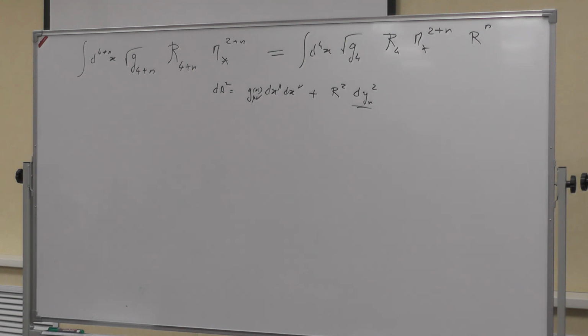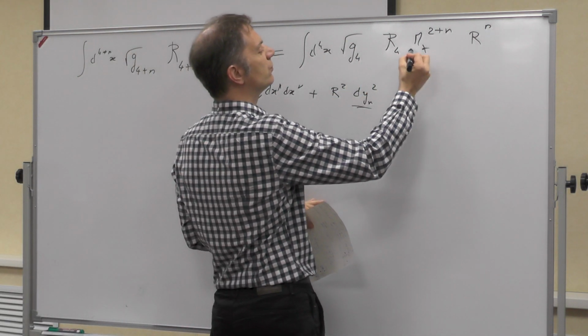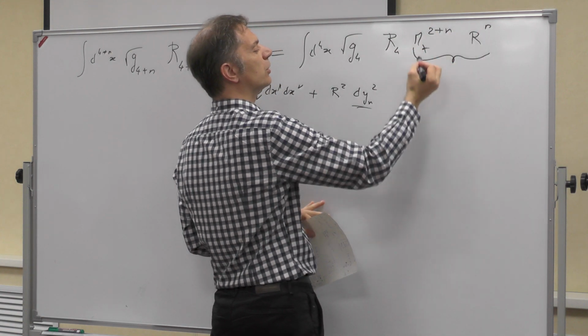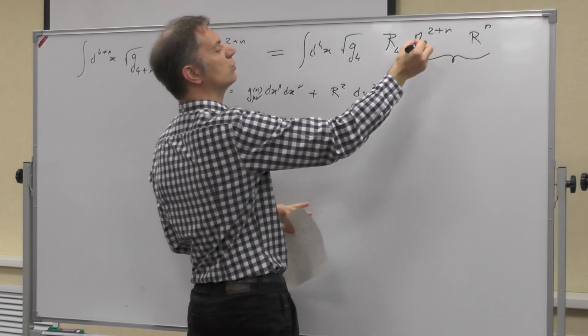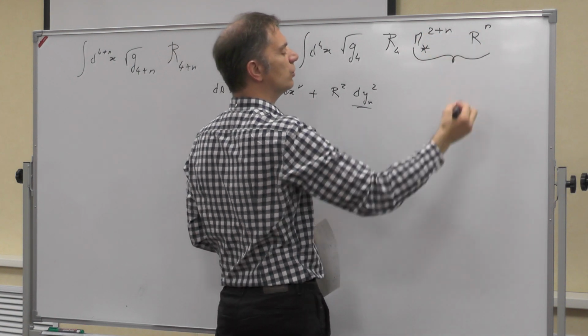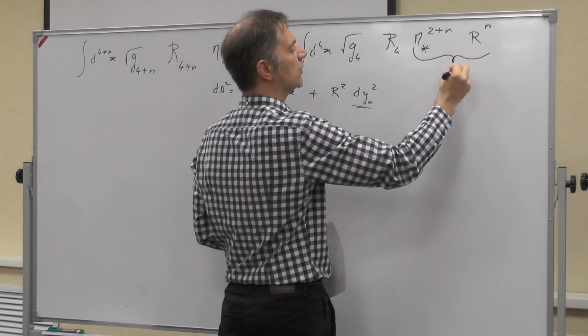So now from this equation, you can simply understand that the Planck scale viewed from the four-dimensional world will be simply equal to this product of the quantum gravity scale in 4 plus n dimensions times the volume of this extra dimension. So this is M Planck in 4D squared. Right?